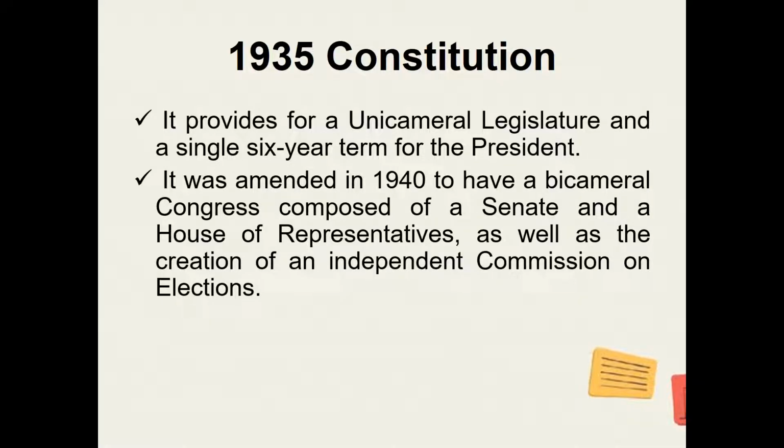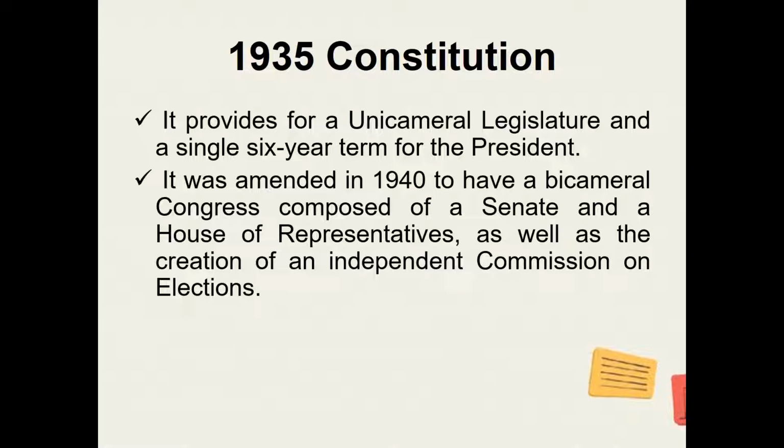Okay, so what's the difference between Malolos and 1935 Constitution? In Malolos, only 4 years. But in 1935, it has a 6-year term for the president to hold office. It was amended in 1940 to have a bicameral Congress. No? So as you can see, they changed from unicameral to bicameral. But we will not deal with them, it actually has advantages and disadvantages, but we will not discuss them because that's too technical.